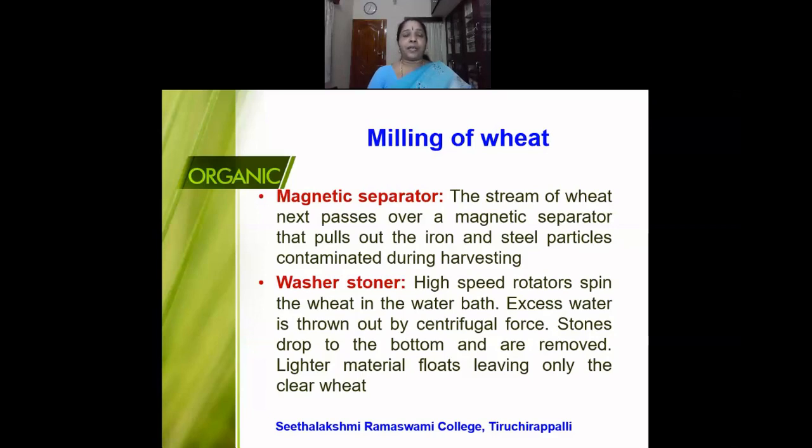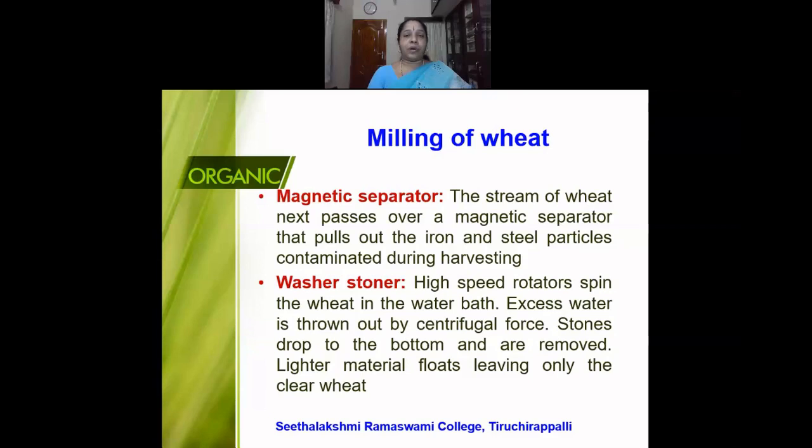If you have observed your mother using a vessel, a utensil in which water is taken, rice is added to that, and by spinning the utensil and removing the rice from the upper portion, at the bottom there will be stones and that will be discarded. So the same mechanism is employed here to remove the stones and also the lighter impurities. This is done in an equipment called the washer stoner.